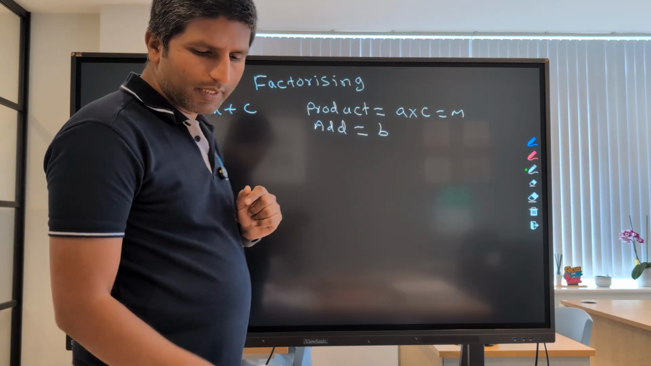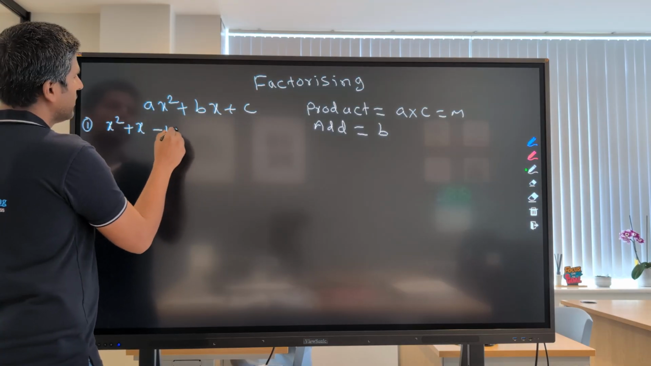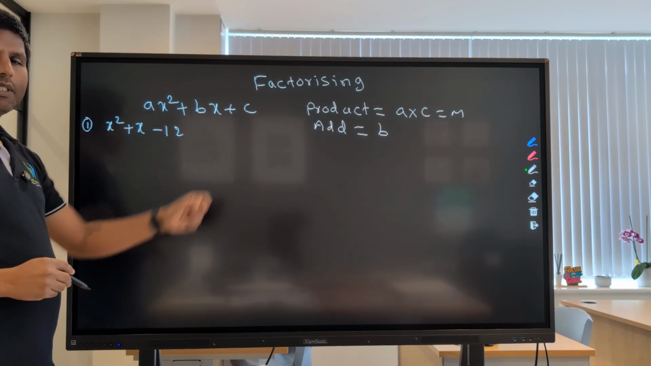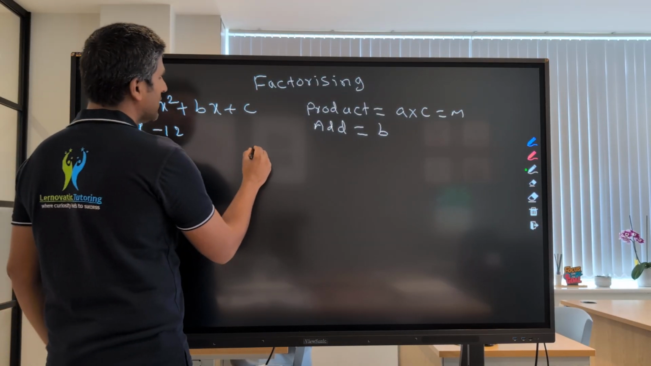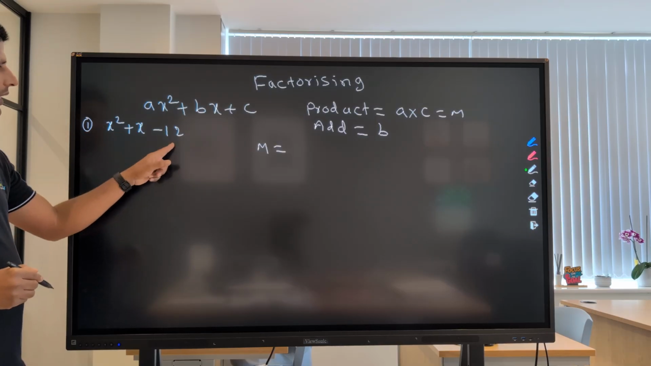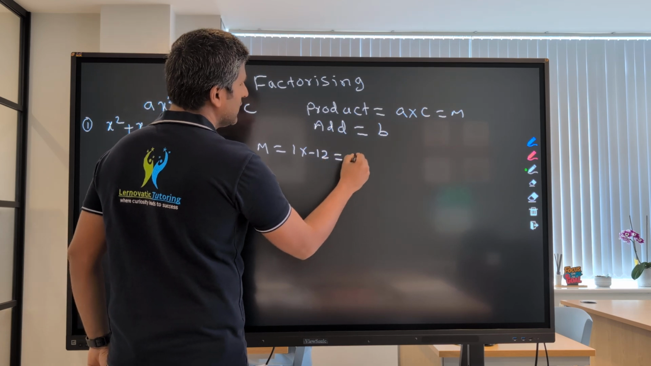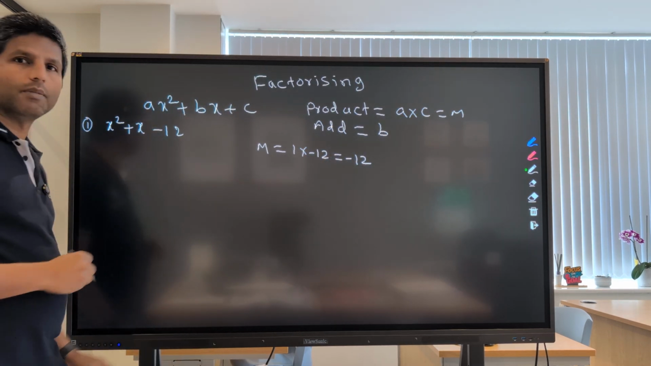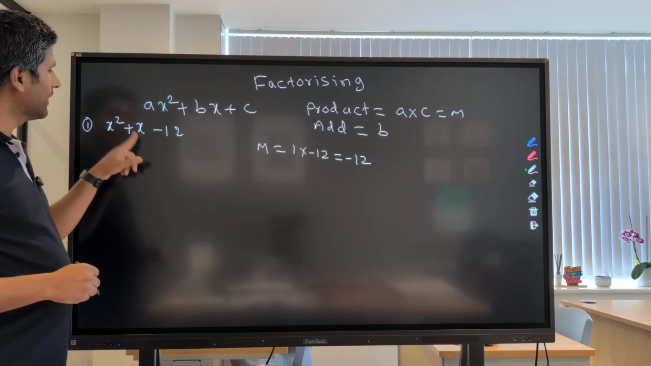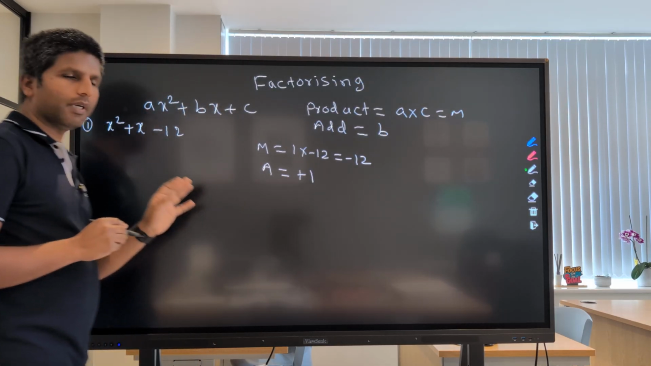So pick an example here, x squared plus x minus 12. How do you factorize this one? As I just mentioned, you need to find out the product, or m, that's the multiple. The number in front of x squared is 1, times the constant minus 12. So 1 times minus 12 is minus 12. And then you need to work out the add. It's in the middle, right next to x. That is b, equal to plus 1. Signs are also important, you need to take the signs.